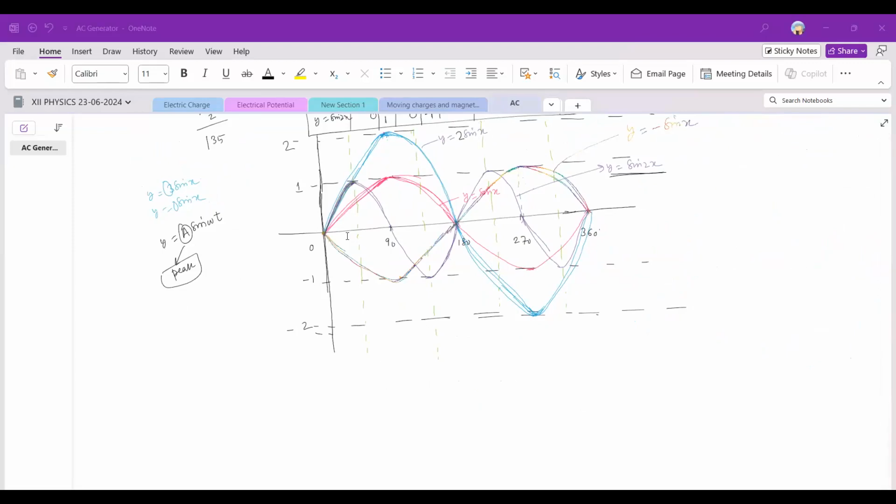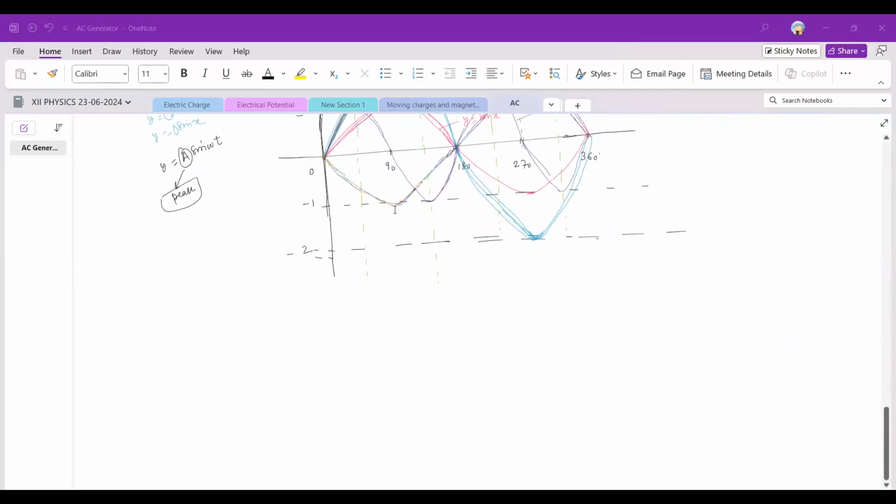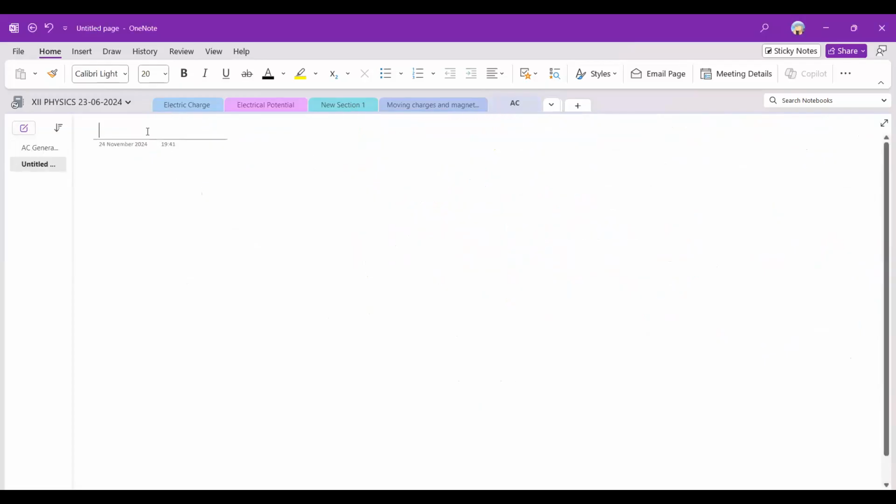So now let us add different circuits. First, let us write AC circuit with resistor.